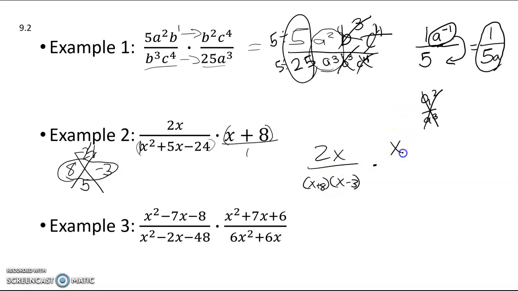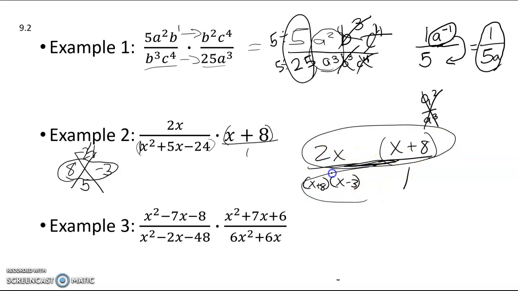Multiply that by x plus 8 over 1. And then, as we do with fractions and multiplication here, once I get this all factored out, I can't factor the x plus 8 out. I can't do anything with 2x, so this is basically all I can do. Now from here, the multiplication symbol basically acts as an extension of my fraction bar. It basically turns into a giant fraction with all of this on top and all of this on bottom.